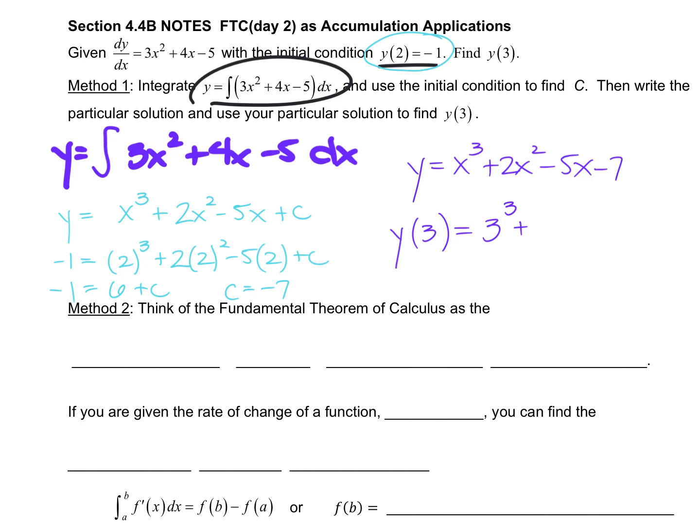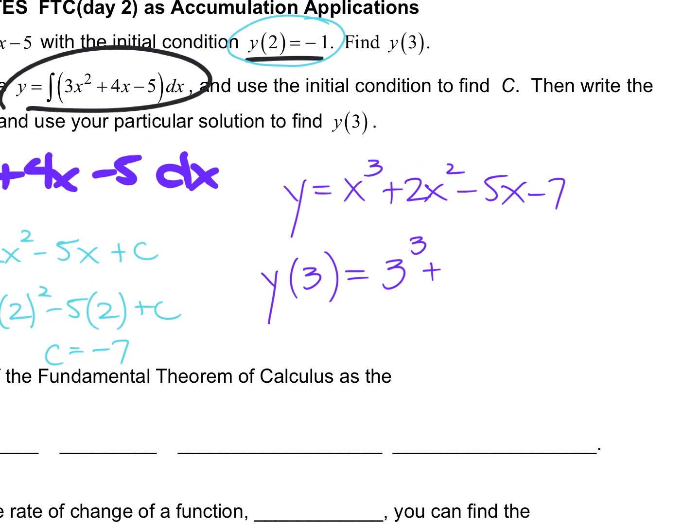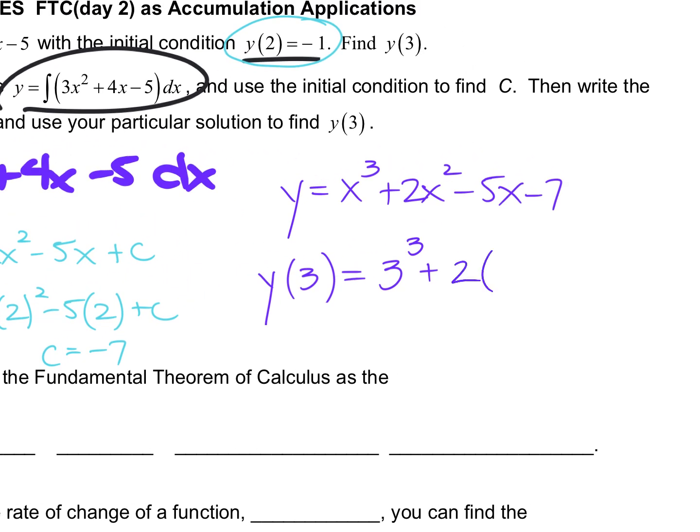All right, so we integrated. We used our y of 2 equals negative 1 to find our c. And once we have our final solution for y, we take 3 and plug it in for our x. And we can find y of 3. So 2 times 3 squared minus 5 times 3 minus 7.